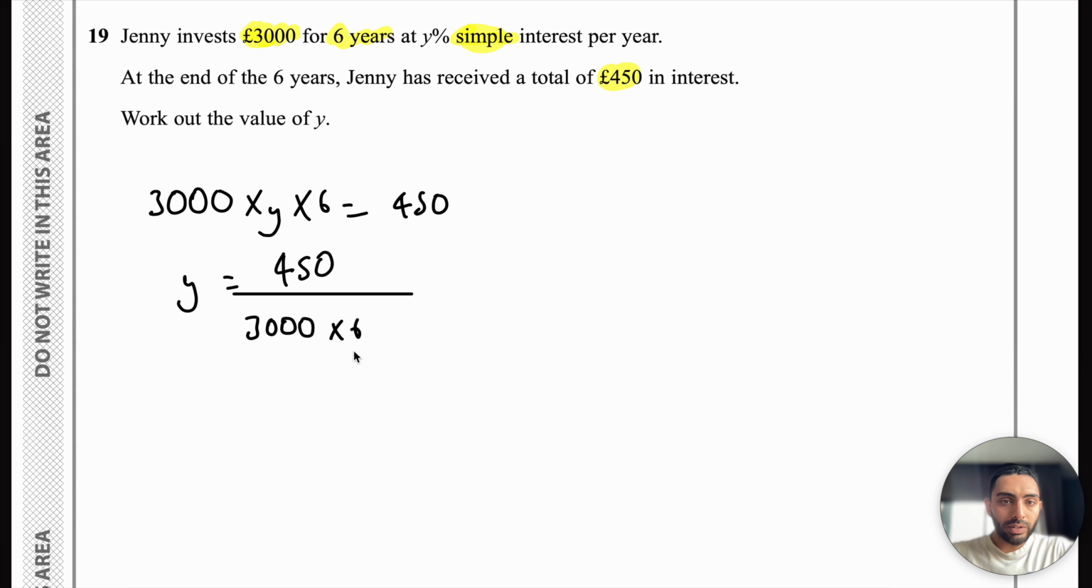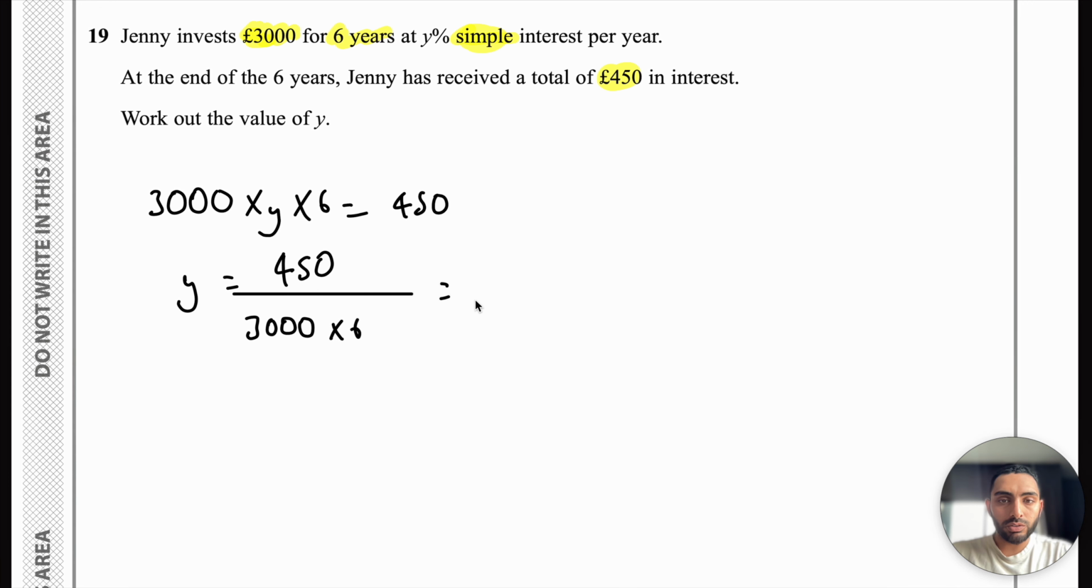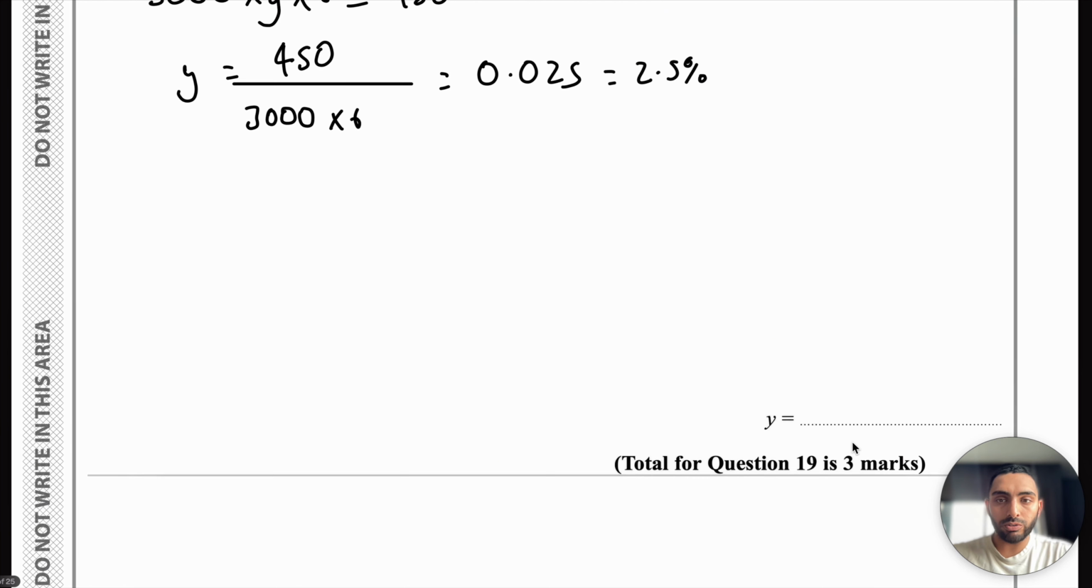I'm going to type this in onto my calculator. So I've got 450 divided by 3,000 times 6, which is 18,000. That gives me 0.025. Right now this is in decimals, but I need it as a percentage. So I need to multiply this by 100 and move the decimal place 2 places, 1, 2, to give me 2.5%. You can check this. If you find 2.5% of 3,000, you times it by 6, you would get 450.